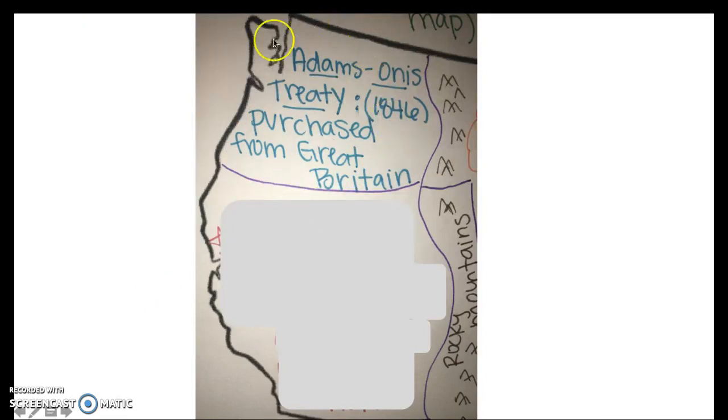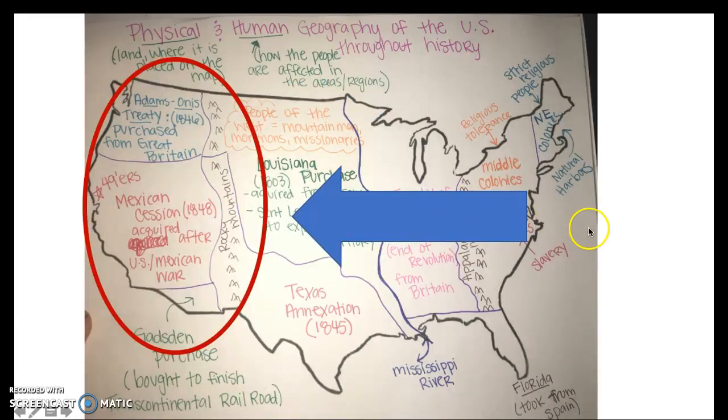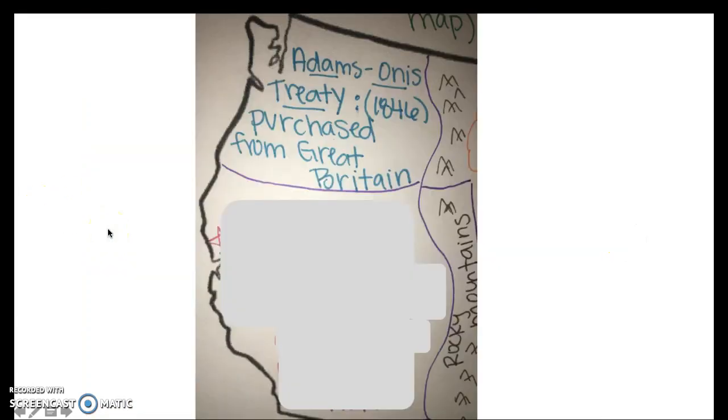So the first thing I want you to write is how we got this little area up here. It's actually Oregon, part of Washington. So this was called the Adams-Onis Treaty in 1846, and we purchased this land from Great Britain. That's all you really need to remember, is this was the Adams-Onis Treaty, and we got it from Great Britain. Because of why? Because of manifest destiny, right? We thought the entire United States should go from east to west. So we purchased this land up here to finish it. Make sure you fill this in, okay?